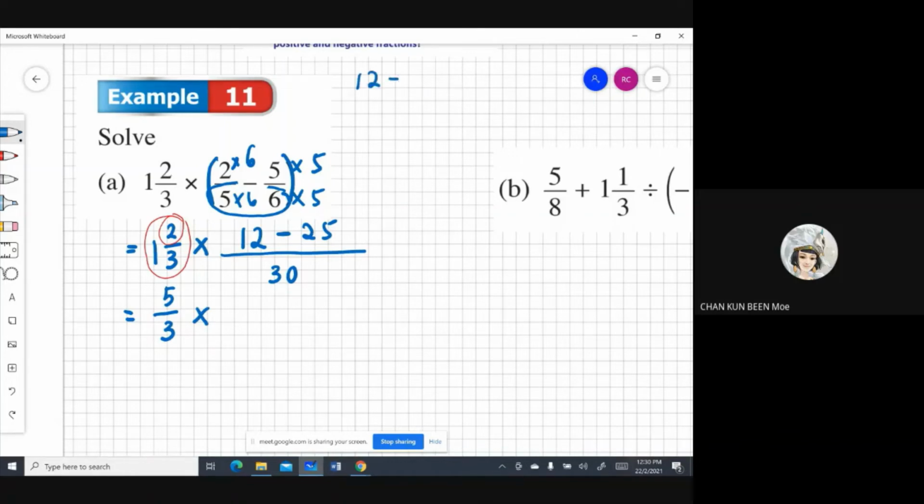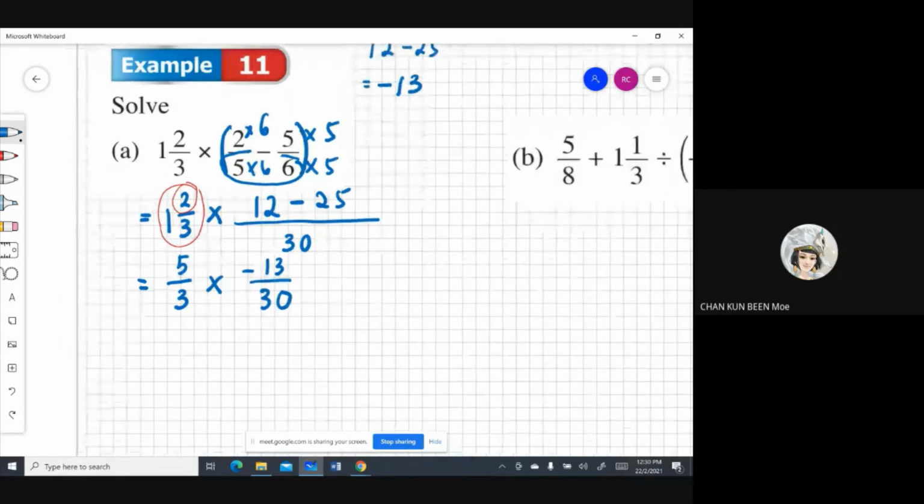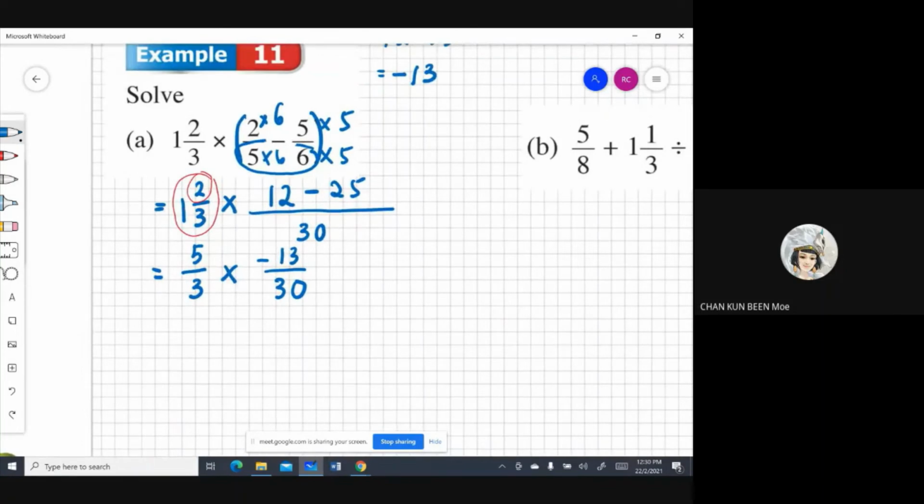Okay, this one falls on different sign that you have learned. 12 minus 25 is negative 13. So I'm going to write down negative 13 here over 30. Then we can simplify this. How to simplify? You are going to simplify the numerator with the denominator. Okay, this part, 5 times 1, 5. 5 times 6, 30. We cannot simplify 3 and 13, so we can proceed to the answer now.